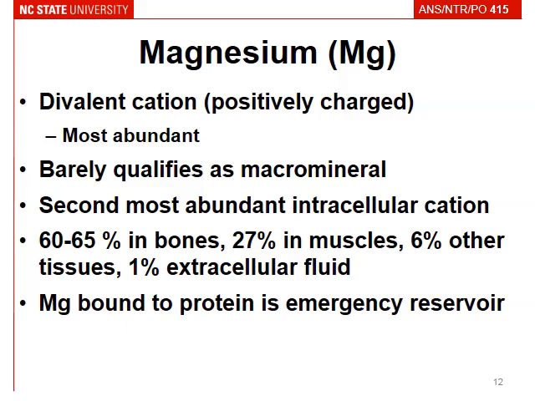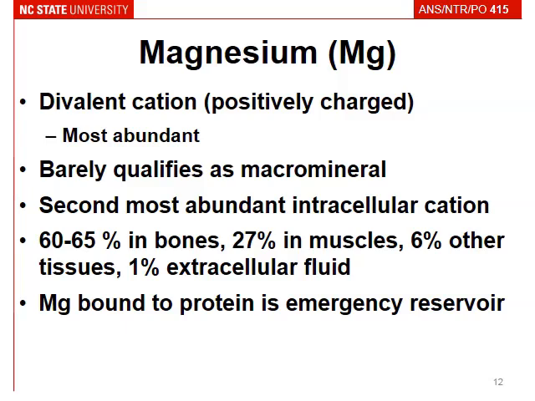So next we're going to talk about magnesium. Magnesium is a divalent cation, meaning positively charged, and it is the most abundant cation found within nature. So yeah, it's found everywhere. And if you recall, it barely qualifies as a macro mineral because remember that most macro minerals are thought to be greater than 5 grams in a human body, where our magnesium is about 4.7. So it barely qualifies. It is the second most abundant intracellular cation, with the most abundant being potassium.